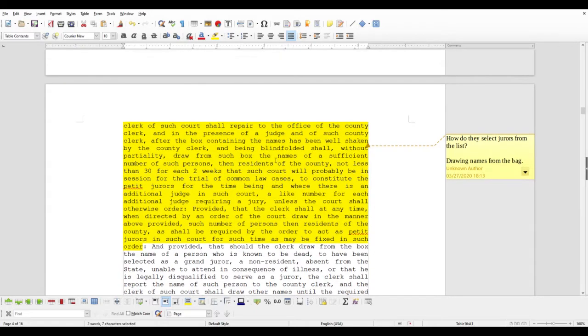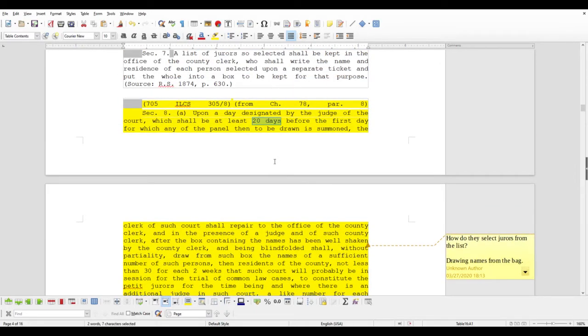And it looks like they can actually just take names and put them in a bag. And then what happens is that the clerk of such court shall repair to the office of the county clerk, and in presence of a judge of such county clerk, after the box containing names has been well shaken, right? So they literally have a box where they're shaking up. They put all these names in, they shake it, and then the clerk is blind. This sounds like some type of an occult ritual, right? The clerk is blindfolded and shall without partiality draw from the box, right?